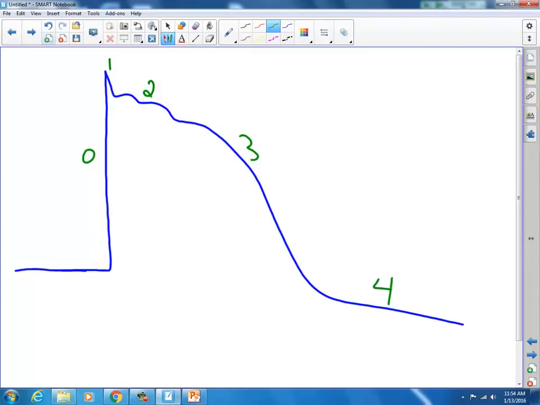Yeah, and that's actually supposed to be a straight line. All right? All right.